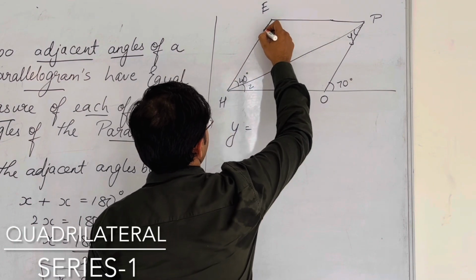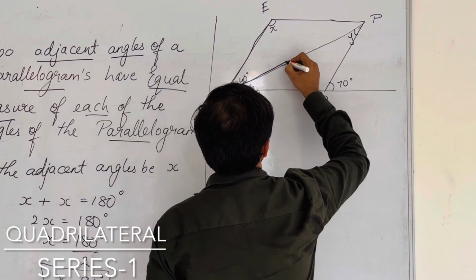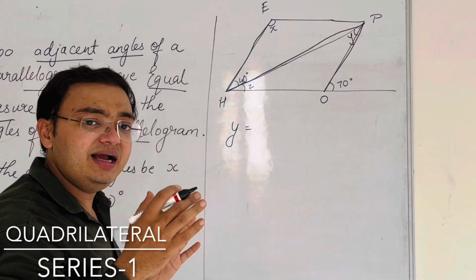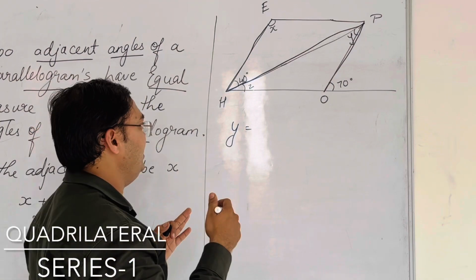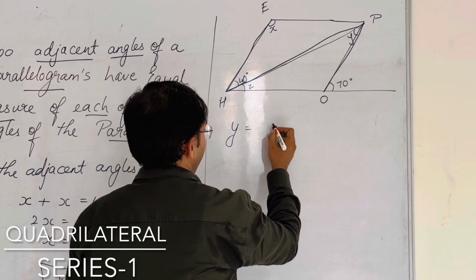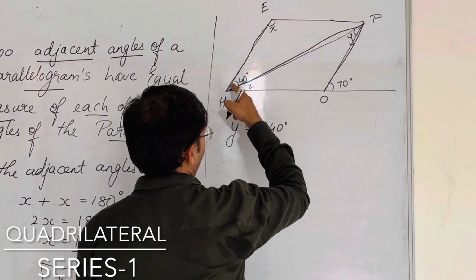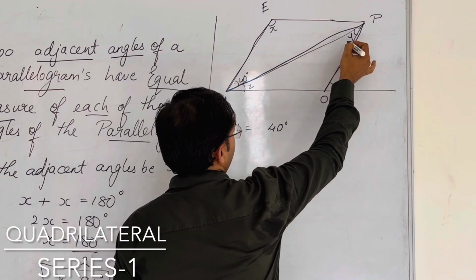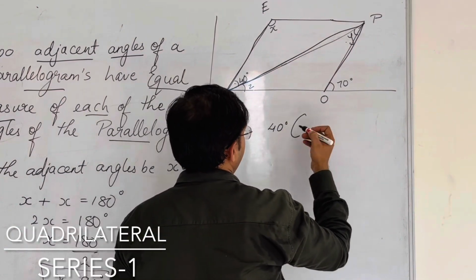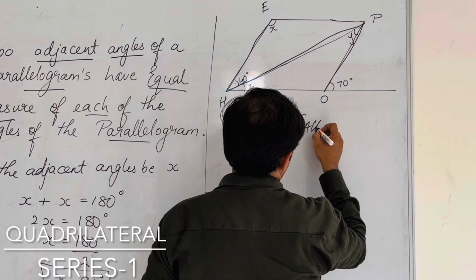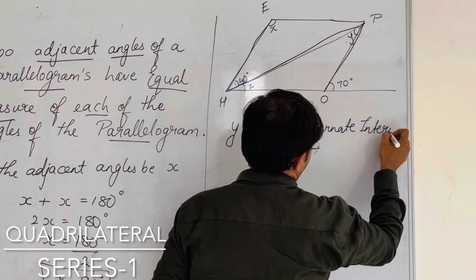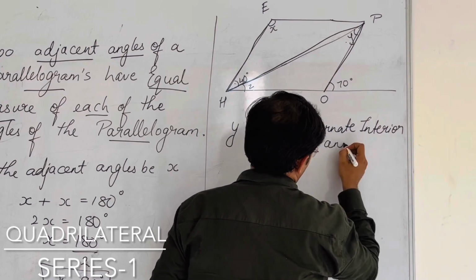If I talk about y, can you see here this Z is formed, and the angles formed on either side of the Z are known as alternate interior angles. So can I say that y equals 40 degrees, because here 40 degrees is there and on the other side of that line y is there. So y equals 40 degrees. The reason is alternate interior angles.